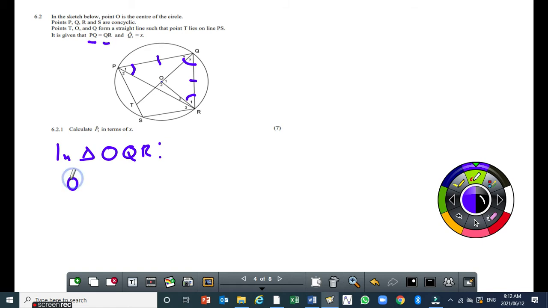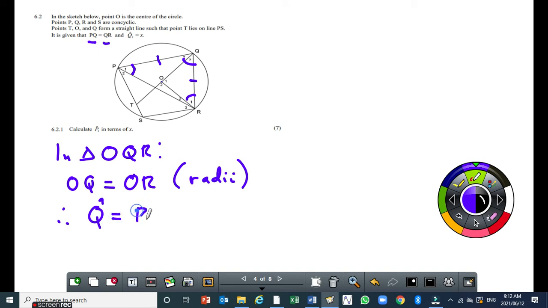So I will say OQ is equal to OR. Why? These are radii of the same circle. Now, once you write this down, what this means is you can say therefore, angle Q is equal to angle R1. Both are equal to X. And your reason will be angles opposite equal sides.